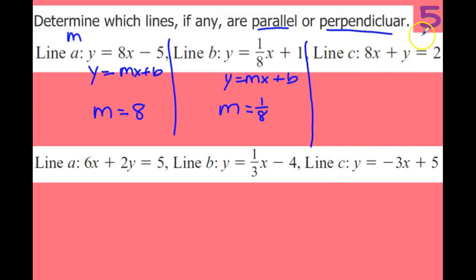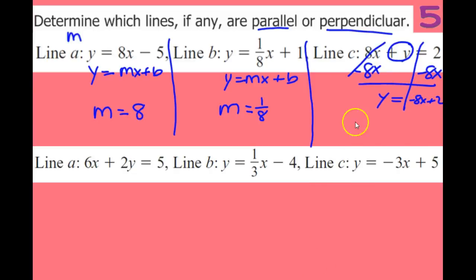And then last, this one is not solved for y, so we need to get y all by itself. I'm just going to subtract the 8x over to the other side. And we have y equals negative 8x plus 2. Now that it's solved for y, our slope is a negative 8. So here we have our three slopes. I need to determine which ones are parallel or perpendicular.